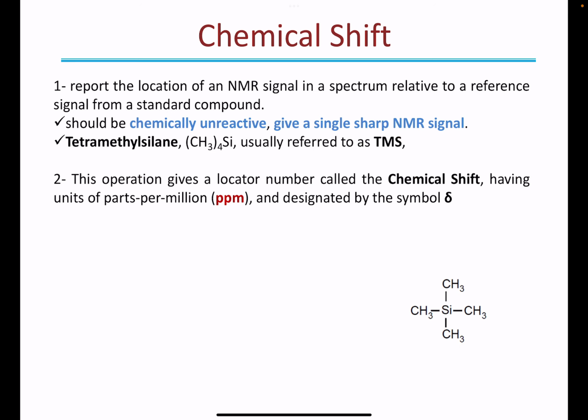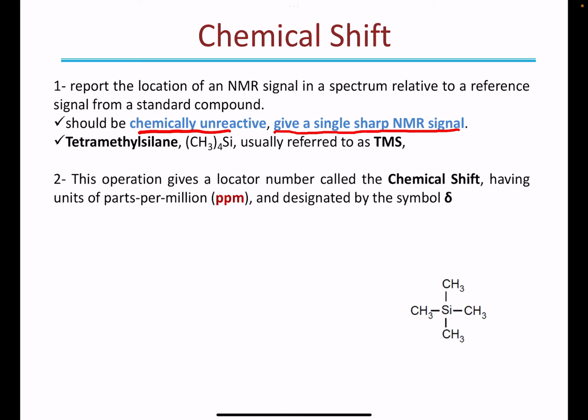So what is the reference material, tetramethylsilane, and why is it used as a reference? The location of the NMR signal in a spectrum is located relative to the reference signal from a standard compound. This standard compound must meet certain criteria: it must be chemically unreactive and it must give a single sharp NMR signal. Tetramethylsilane has a single sharp signal in NMR, and it's chemically unreactive.